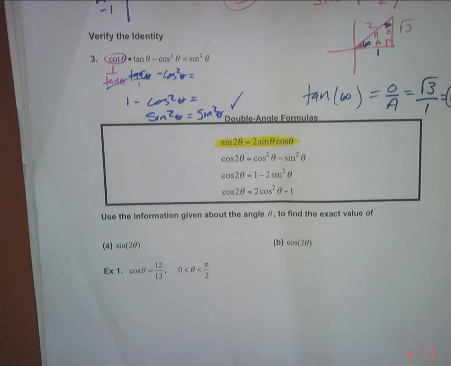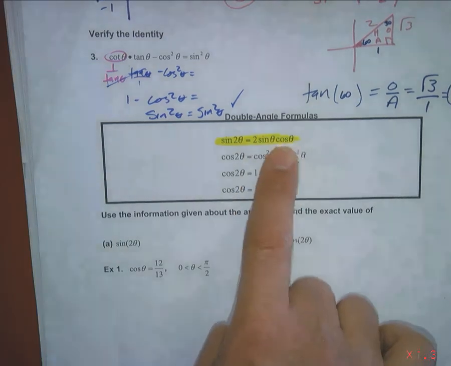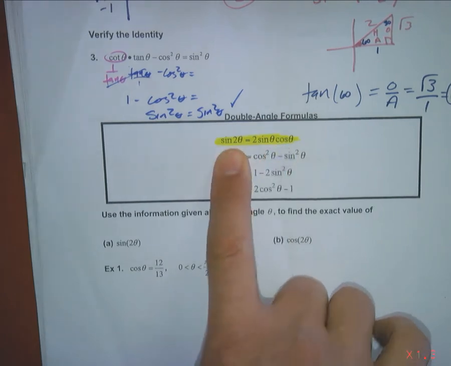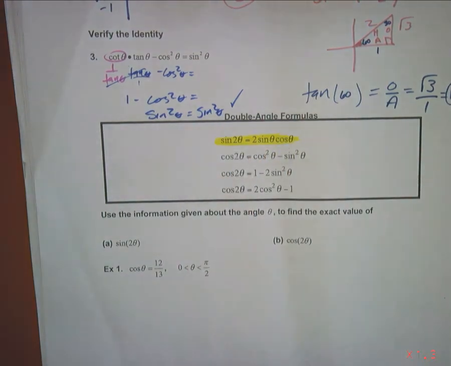So again, if I have the sine and cosine of 45, I can plug those in here to find the sine of 2 times 45, or 90 degrees. So this formula allows me to do that. Okay. So sine of double theta is 2 times the sine of theta times the cosine of theta.